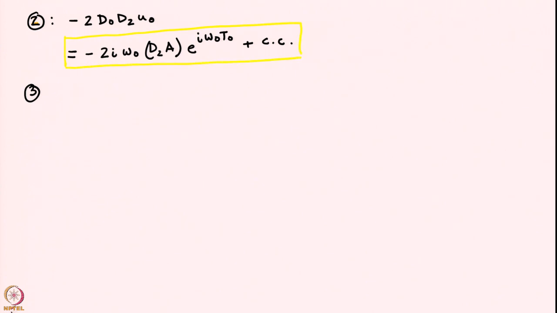On the right hand side, let's work on the third term. The third term is minus d1 square u0. This term is again easy to do. Again, like the first term, you will have to replace the expression for d1 of a later on, and somewhere you will have to use the fact that d1 of a bar is equal to d1 of a bar. Okay, so if you use this, then you should be able to get this term.